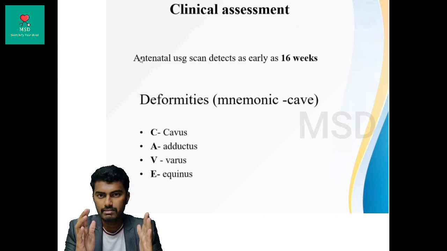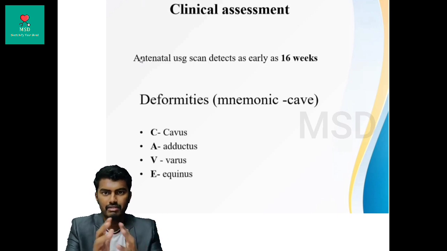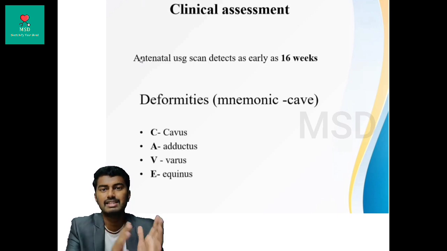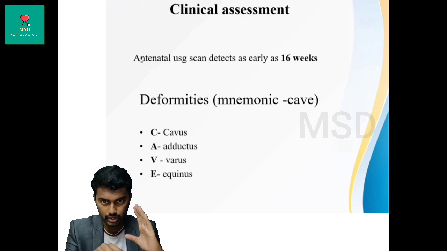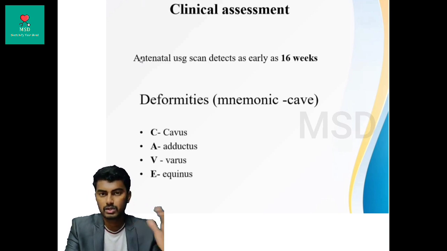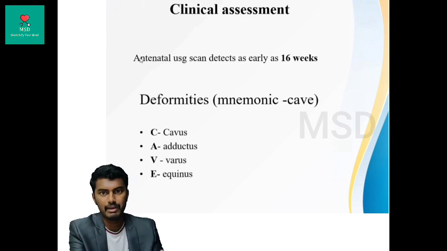So how to remember the mnemonic for the deformities? Just remember it as CAVE: Cavus, adductus, varus or inversion, and equinus. So these are the 4 deformities that usually occur in the clubfoot. Knowing all these deformities, now you have clinically identified the patient.